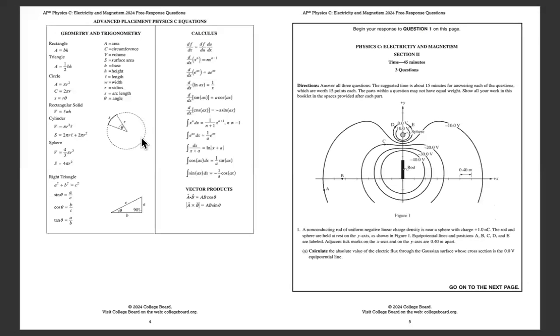All right, good news about set two for E&M is that it should be relatively similar to set one, so at least it shouldn't be as long, but let's just go ahead and get this over with.